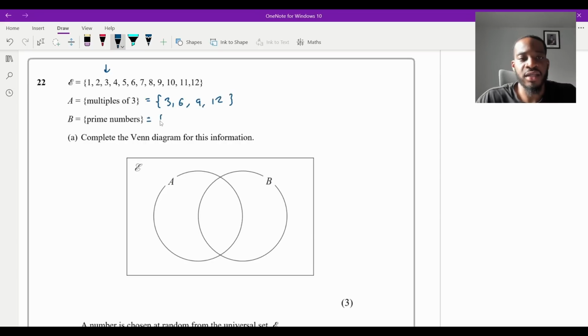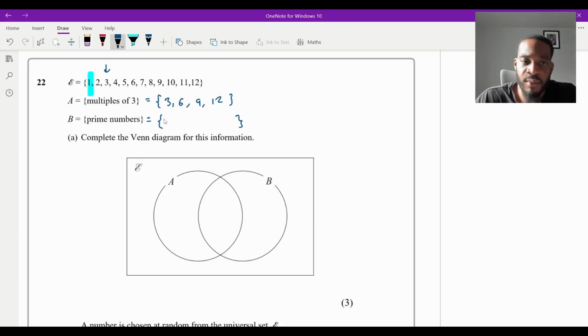Now, B, the set of prime numbers, you've got to be very careful here, because remember, what is the definition of a prime number? A prime number has two factors. It has the factor 1 and the number itself. So there's two factors. So 1 technically isn't a prime number. So I'm not going to put that in my set for B for prime numbers. So I'm going to skip that one. And then we just keep going.